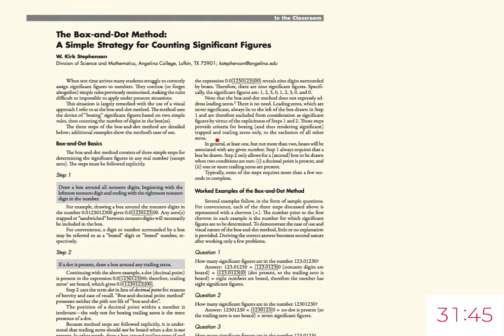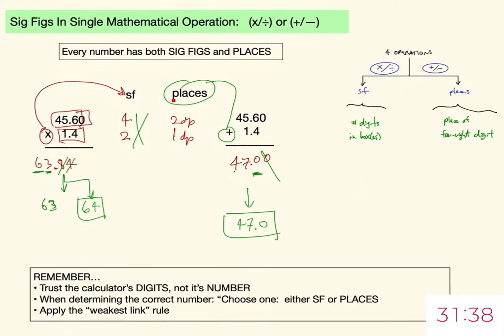There is actually the development of the box and dot method, and you'll know that was actually developed at Angelina College, for what that's worth. Significant figures in an operation. Here's a couple of examples of that. The key thing I would give you here is you need to know two things: what I call sig figs and what I call places.